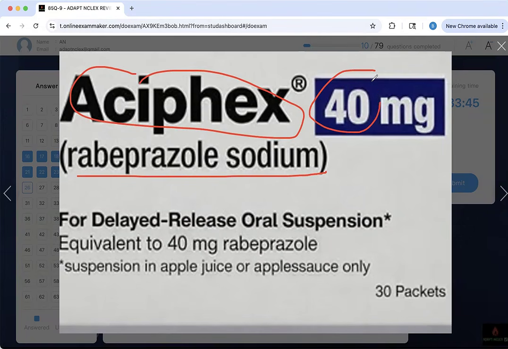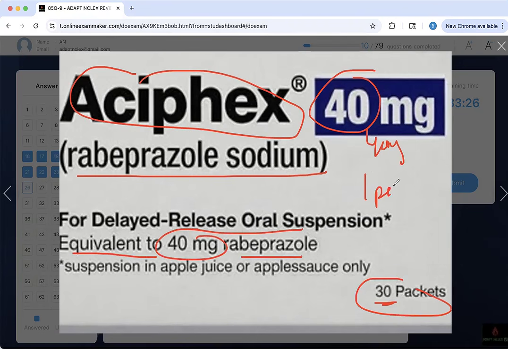I see a dose. It says 40 milligrams. But what else do I see? It says it's delayed release, and it says this is equivalent to 40 milligrams of that. And it comes in packs. You see, there are 30 packs in it. That means one pack has what? 40 milligrams. That's all.